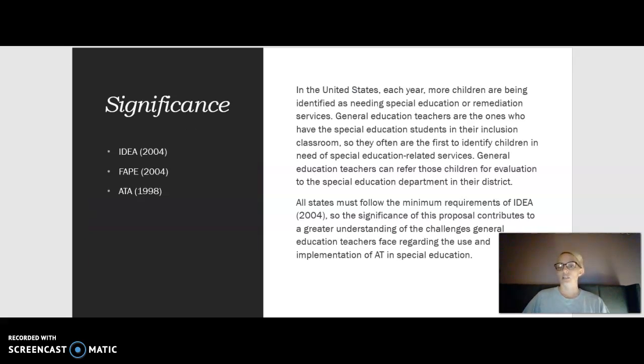In the United States, each year, more children are being identified as needing special education services. General education teachers are the ones who have the ability to refer students for special education services, along with the special education teachers. But they are often the first to identify children that need special education services, so it is important that they understand laws that are pertaining to special education.